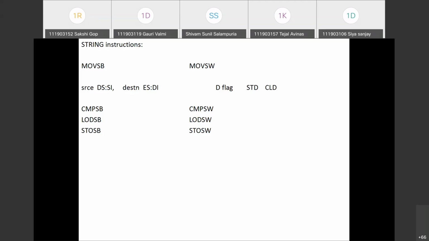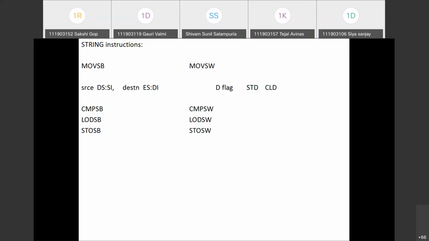Sir, how does this addition or subtraction happen, please can you explain? Store string byte stores the content of AL at destination. Destination is always pointed by DI with respect to ES. After writing in destination, DI gets incremented by one if the D flag is zero, or DI may get decremented by one if the D flag is one. Are you getting incrementing or decrementing?